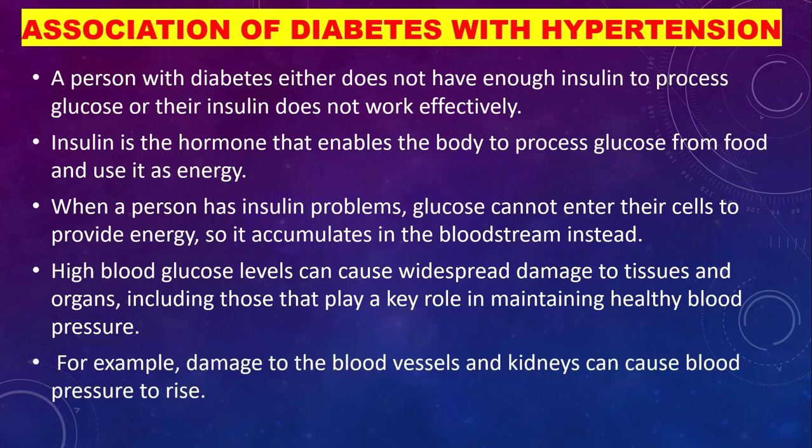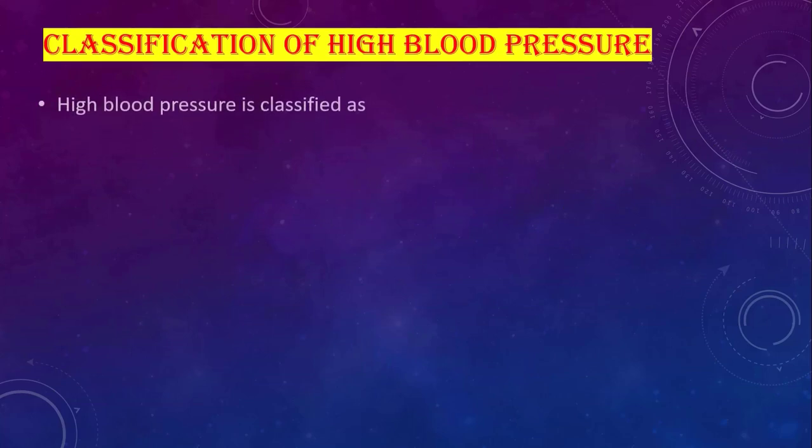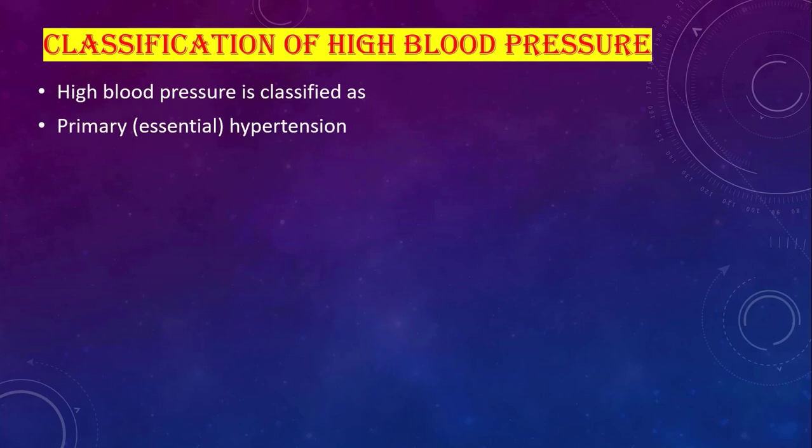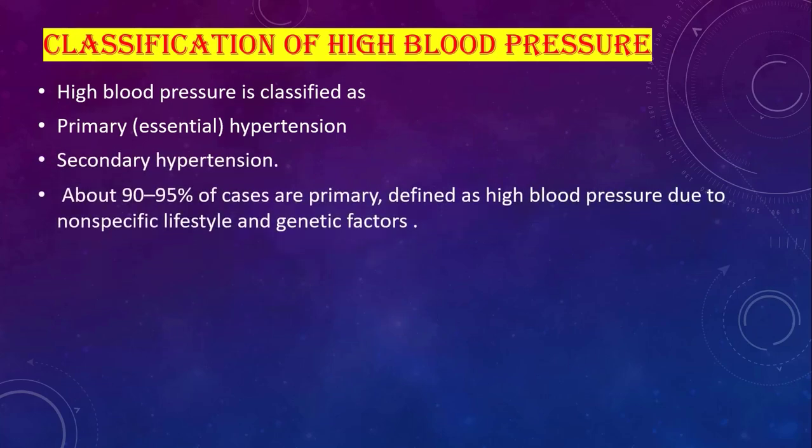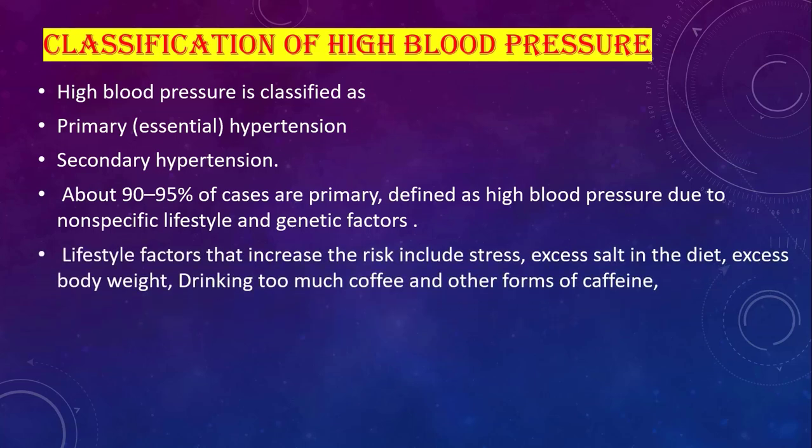Classification of high blood pressure. High blood pressure is classified as primary (essential) hypertension or secondary hypertension. About 90 to 95% of cases are primary, defined as high blood pressure due to nonspecific lifestyle and genetic factors. Lifestyle factors that increase the risk include stress, in which there is an increase in adrenaline and noradrenaline, which cause an increased rate of the heart. Increased rate causes increased pumping of blood into the systemic circulation, and in this way increases the blood pressure. Other factors are excess salt in the diet, excess body weight, drinking too much coffee and other forms of caffeine, family history of high blood pressure, smoking, physical inactivity, and alcohol abuse.